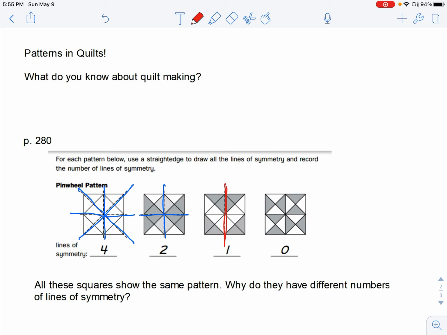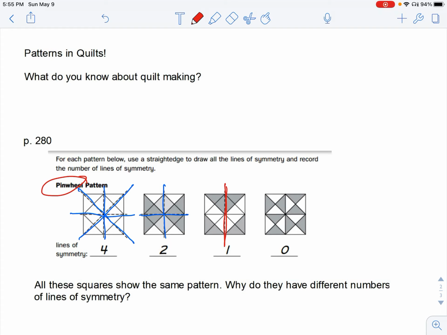Okay, and this last one, oh, now you can really start to see why this is called the pinwheel pattern, right? And this last one, there are none. Let's go ahead and try one. If I drew one across like this, uh-oh, I already see an empty and a shaded right on the opposite sides of the line of symmetry, so that would not work. Let's try another one. Let's try this one. Uh-oh, same problem. A shaded and an empty. So this figure is not symmetric at all.